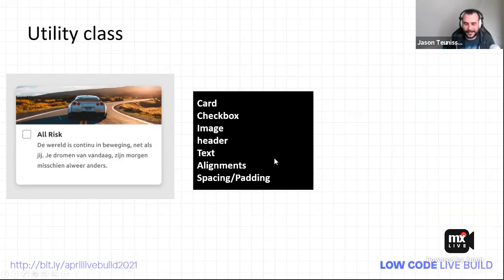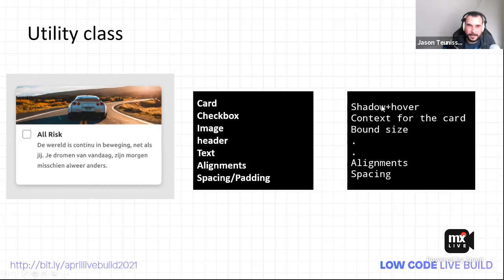So let's take a look at this card. The card, from a utility perspective, we have certain things. We have the card, which has pretty much a shadow and a hover state, which is created by this card class. We have a checkbox, which is the context. It sits on top of the card. It's not actually in this box. So I'll show you guys a little bit of that later in the demo.